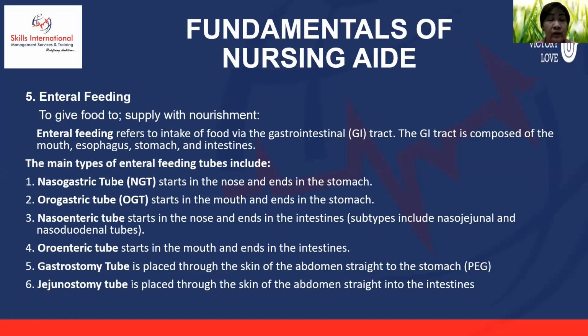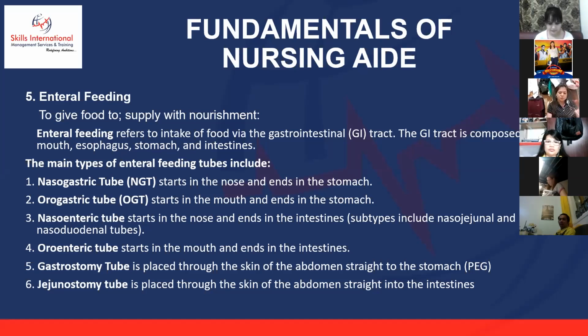You are going to take care of patients with a gastrostomy tube when you are placed or working in home care. Most patients have a PEG tube. Jejunostomy tube is another one, which is placed through the skin of the abdomen straight into the intestine. The jejunostomy tube goes to the intestine, while the gastrostomy tube goes through the skin via the abdomen to the stomach.